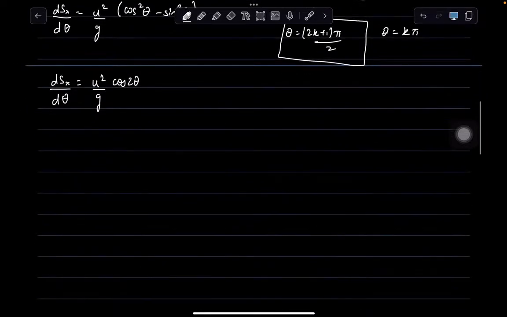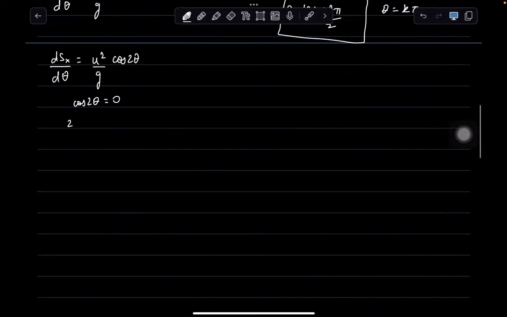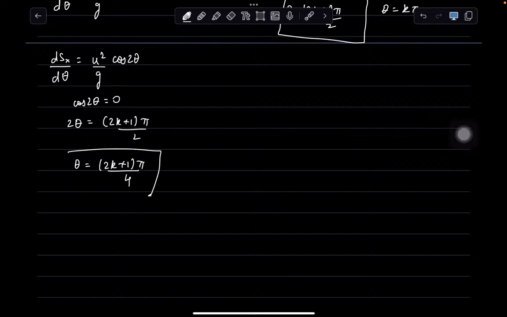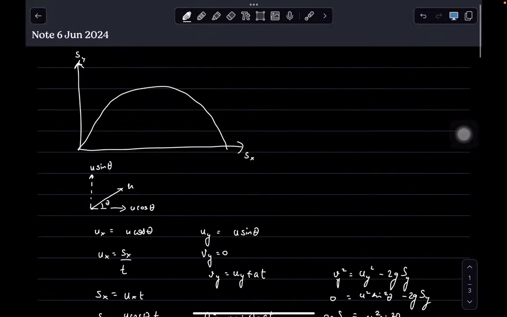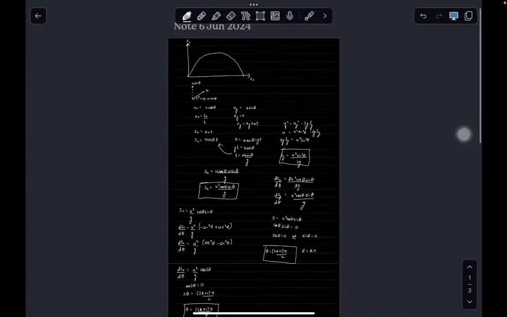So again, we can just do a simple optimization. We need to find the stationary point, so we still know that cos 2 theta should be equal to 0. We know that for cos theta equal to 0, theta should follow 2k plus 1 pi by 2. So here we can just say that 2 theta is equal to 2k plus 1 pi by 2. So that means that theta is equal to 2k plus 1 pi by 4, and that gives you the answer for this. So we have optimized this and we have written out all of the mathematics.